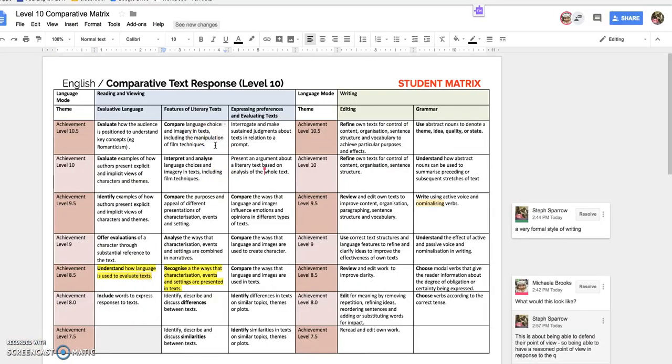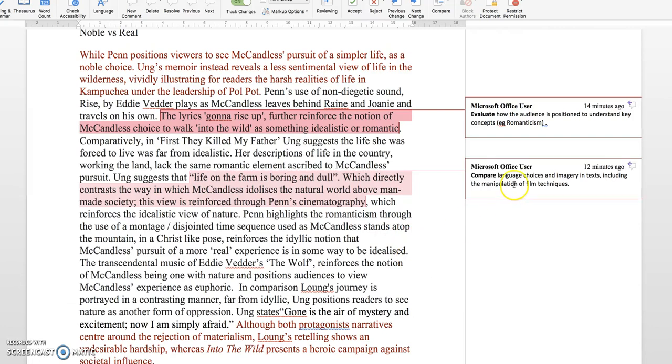The next one over is compare language choices and imagery in text, including the manipulation of film techniques. Language choices, how Ung writes about life under the Khmer, how Penn uses dialogue from McCandless, and then, of course, imagery. The imagery is really big, of course, in a film. In this case, the imagery of nature, of the wild. You might compare that imagery to the imagery that Ung uses of nature as being something harsh or oppressive. So going back, compare language choices and imagery. So that's just below here.